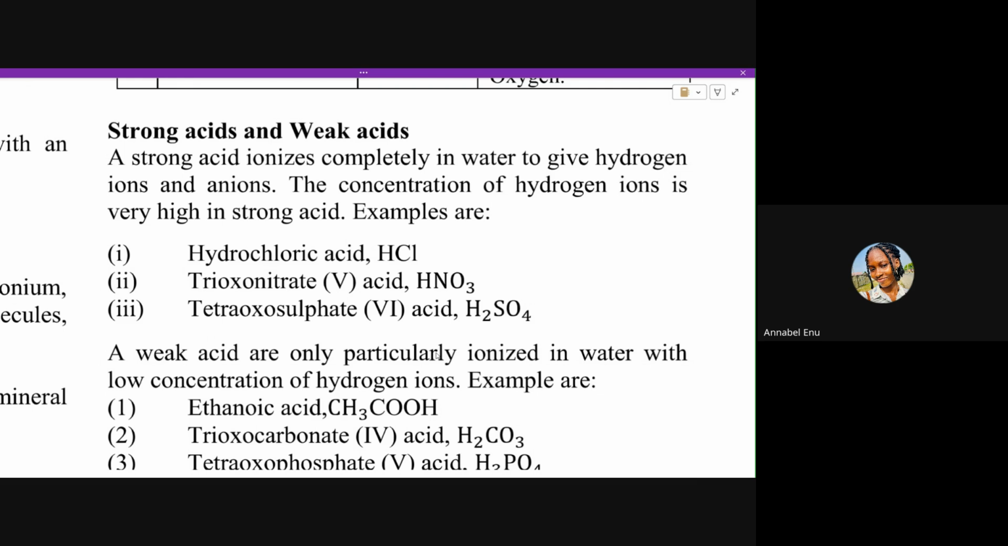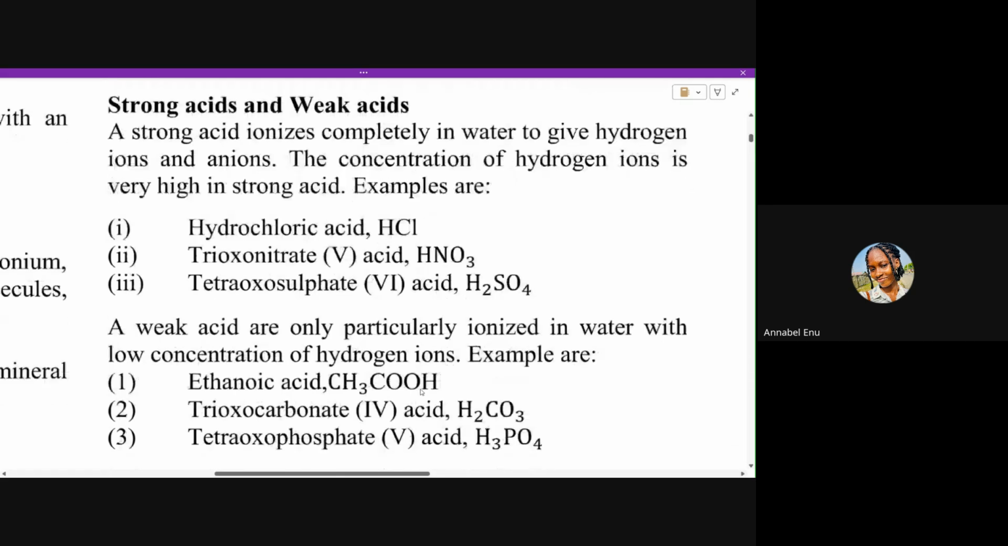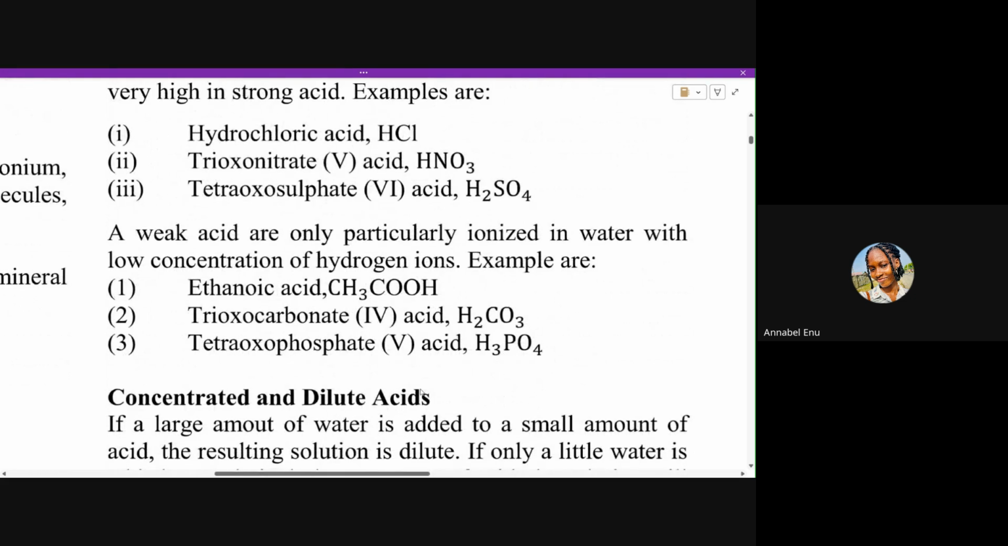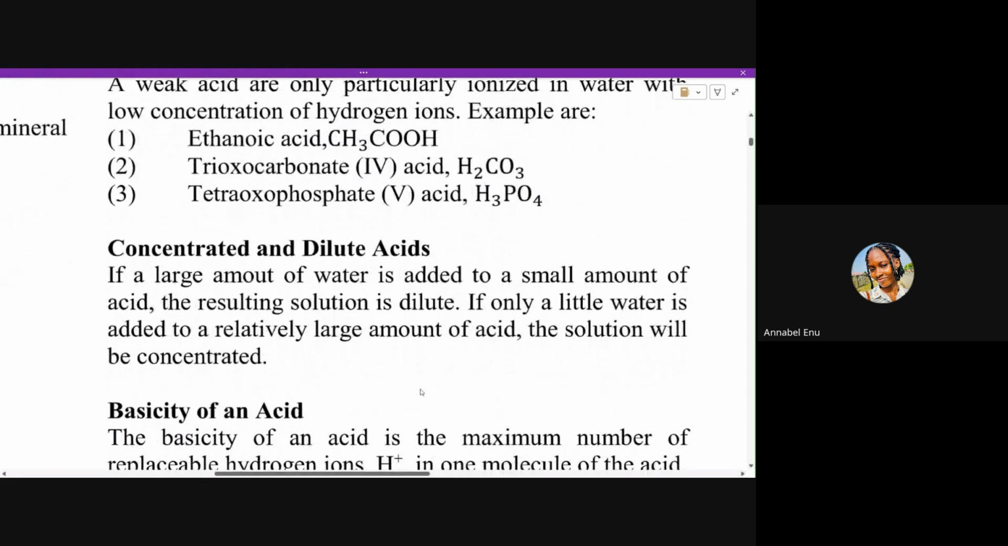Okay, so for hydrochloric acid it is the chlorine, for nitrate it is the NO3, and for sulfate, tetraoxosulfate, it is the SO4. Okay, but weak acids don't ionize completely. Okay, only partially.